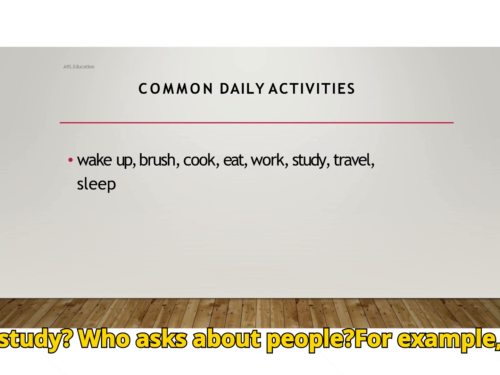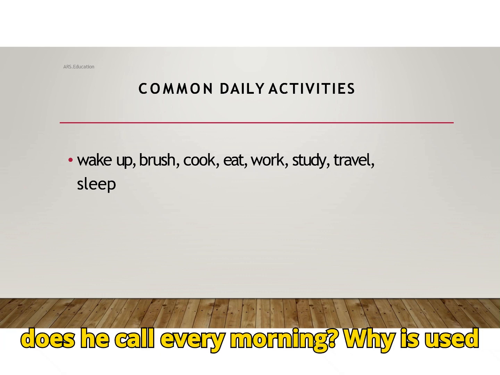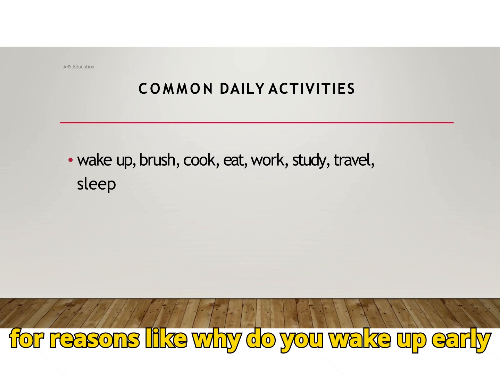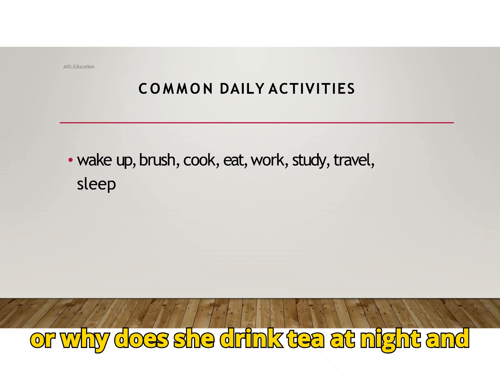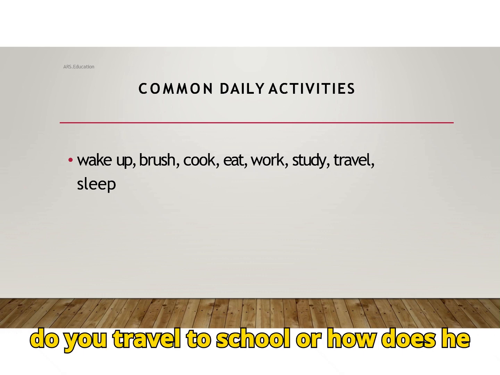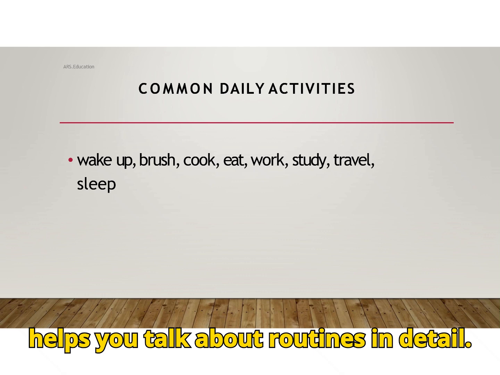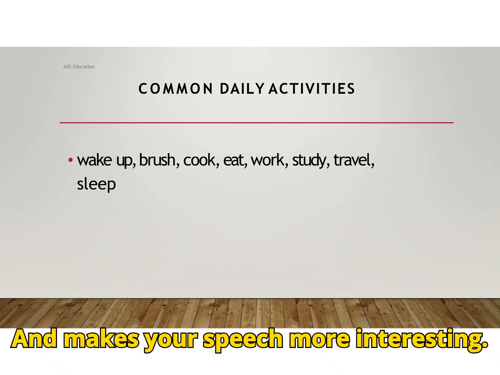Who asks about people? For example, who do you go to work with? Or who does he call every morning? Why is used for reasons? Like why do you wake up early? Or why does she drink tea at night? And how asks about manner? For example, how do you travel to school? Or how does he relax after work? Using all of these helps you talk about routines in detail and makes your speech more interesting.